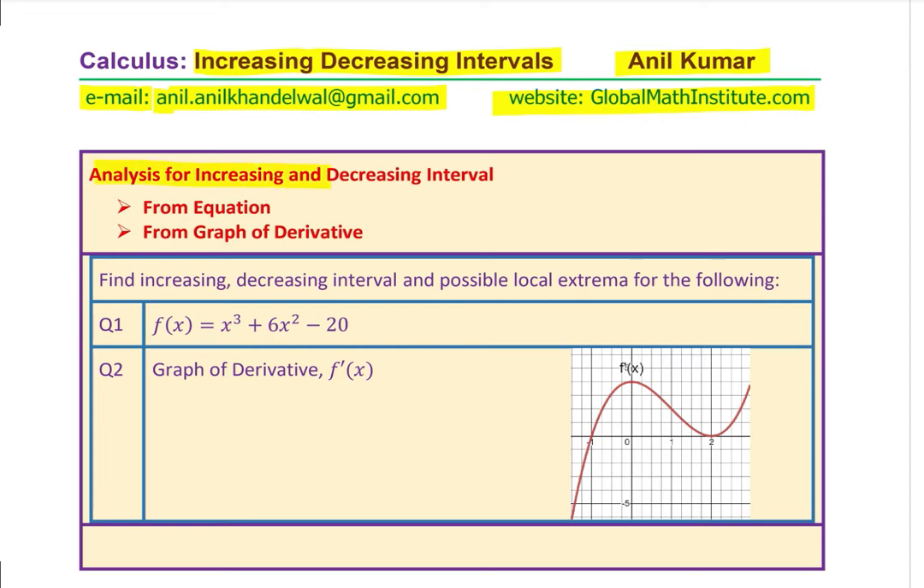We'll analyze for increasing and decreasing interval from two cases, from equations and from graph of derivatives. To illustrate the concepts, we have two examples here. The question is, find increasing, decreasing interval and possible local extrema for the following. Question 1. F of x equals x cubed plus 6x squared minus 20. Question 2. Graph of derivative f prime x is given to you.